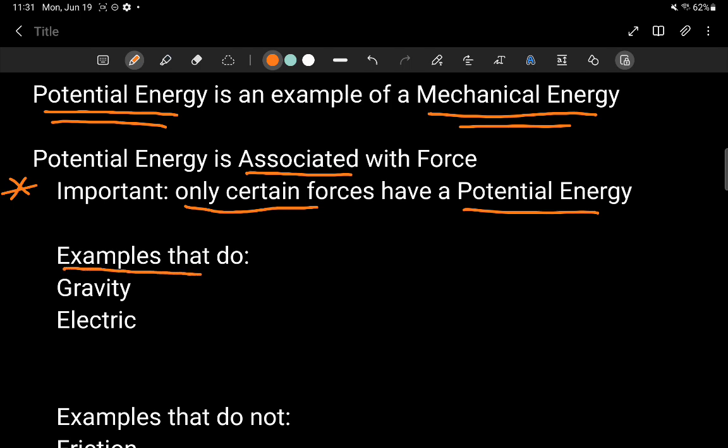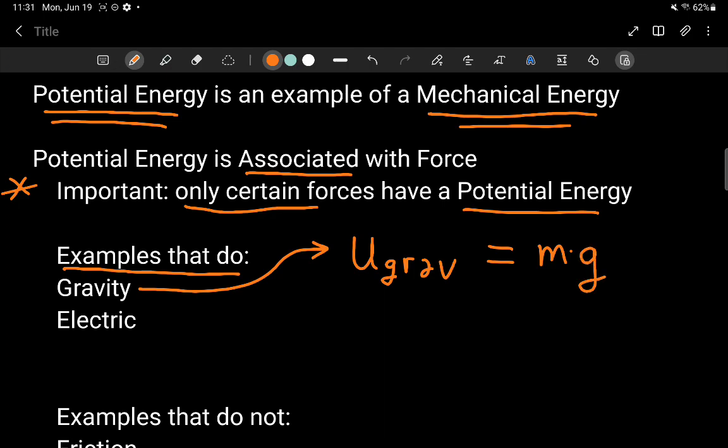And some examples of forces where there is potential energy: gravity. And this will be one of the first examples of a potential energy that you're going to learn to calculate. You'll see that there is a formula that looks like m times g times h, and that formula describes a gravitational potential energy. There is also, and this will come up later in the course when we study electricity and magnetism, an electric potential energy.